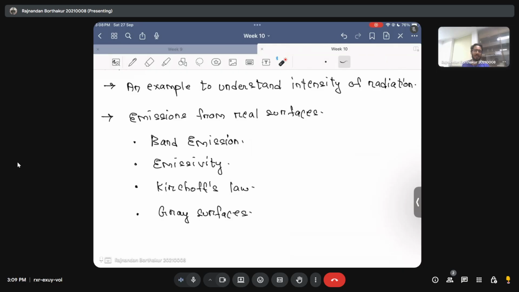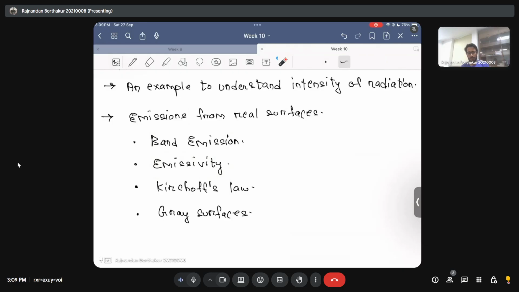far we have been defining something which is known as the black body. We have not defined real surfaces, or in general, we have not quantified something which is known as emissivity. So we'll see emission from real surfaces. So basically, before that, we will also look into or touch upon a topic which is known as band emission, and then go into defining the properties of real surfaces. First of all, we'll look into emissivity.